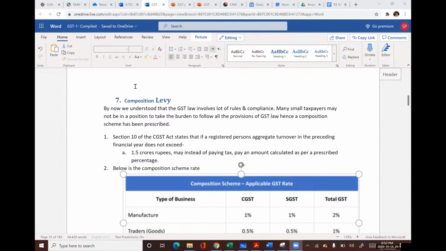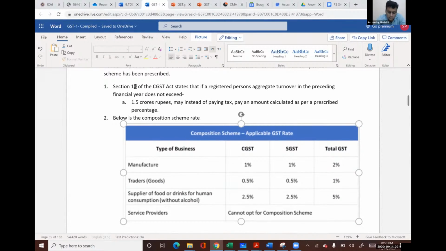Composition levy. By now we understood that the GST law involves lots of rules and compliance. Many small taxpayers may not be in the position to take the burden to follow the provisions of GST law. Hence, a composition scheme has been prescribed. Section 10 of the CGST Act states that if the registered person's aggregate turnover in the preceding financial year does not exceed 1.5 crore rupees, they may instead of paying tax pay an amount calculated as per a prescribed percentage.